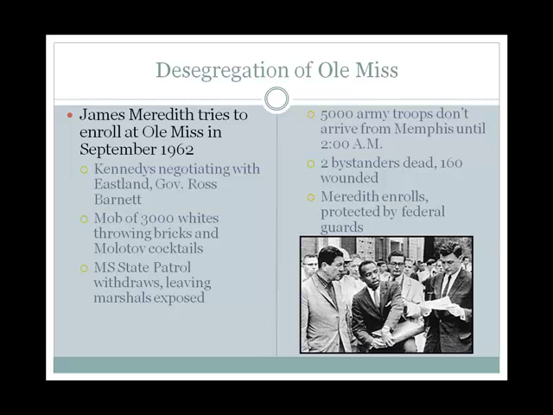And in the violence that took place on the campus during that time, 2 bystanders were killed and 160 people were wounded. Meredith enrolled and was protected by federal guards, but the question remained: what would be the place of the federal government in protecting the rights of black people during these desegregation efforts?